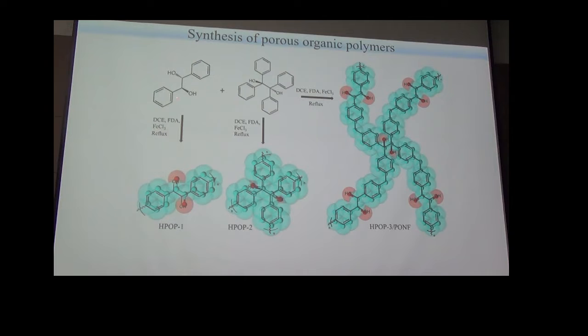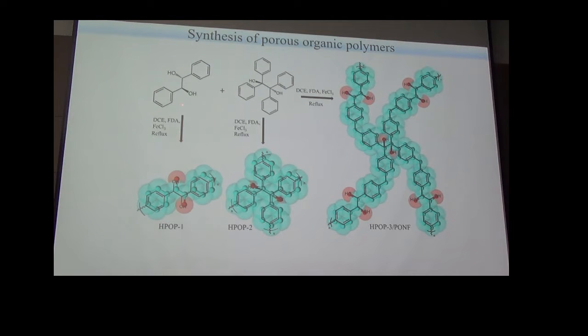One is mesohydroxybenzone, that is MHB. The other one is tetraphenyl 1,2-ethane diol. This is another monomer. Using these two monomers, we have prepared three different polymers. When we treat this mesohydroxybenzone under the Friedel-Crafts condition, it yields HPOP1 as the final polymer. Meantime, when we treat this 1,2-tetraphenyl diol under the Friedel-Crafts condition, it gives HPOP2 as a final polymer material.